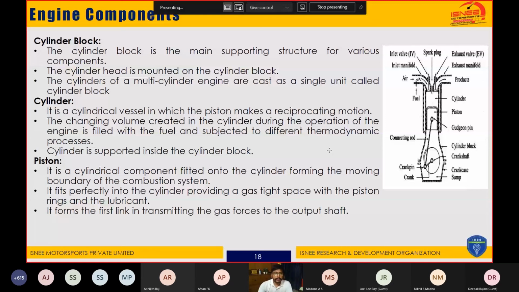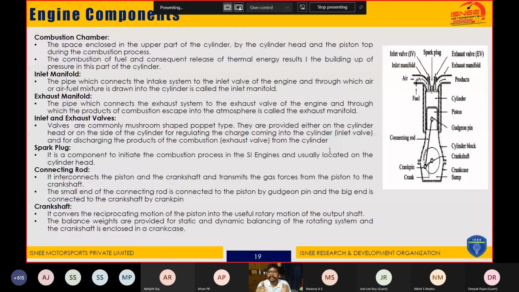So going further, we have the combustion chamber. The combustion chamber is the space enclosed in the upper part of the cylinder by the cylinder head and the piston top. So basically, inside a cylinder, the space between the topmost part and the piston head is known as the combustion chamber or the combustion space, where exactly the combustion happens.